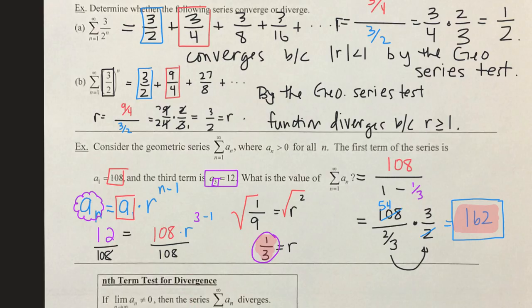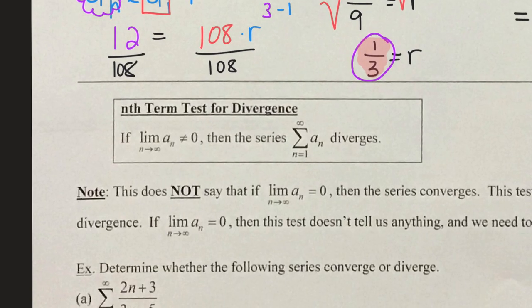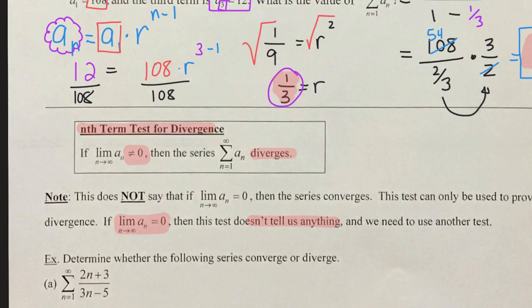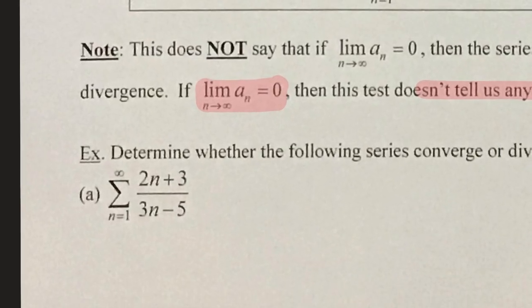Okay, our next test for convergence, actually, it looks like for divergence, is the nth term test. If the limit is not 0, then it diverges. Okay, so we're taking the limit of our function as n approaches infinity. If it is 0, then that doesn't tell us anything. But if it's not 0, then it diverges.